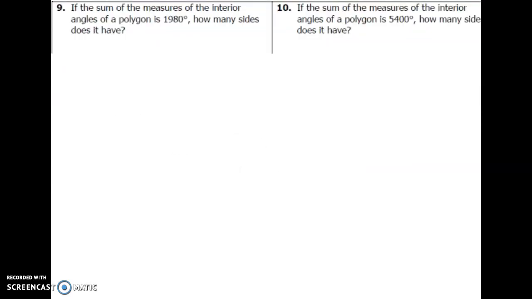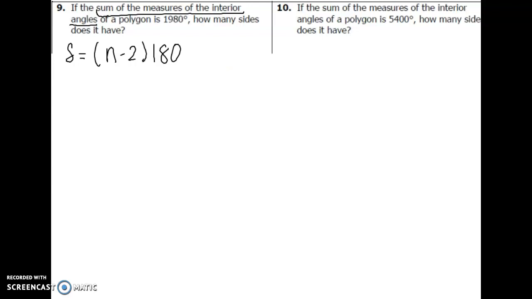Number 9 says, if the sum of the measures of the interior angles, I'm going to go ahead and underline that, because eventually I'm going to use it. The sum of the measures of the interior angles we know is S equal to n minus 2 times 180. But it says, if the sum of the measures of the interior angles of a polygon is 1980, how many sides does it have? We can't use 360 divided by the exterior angle because this is solely talking about interior angles. Can't use that really easy formula.